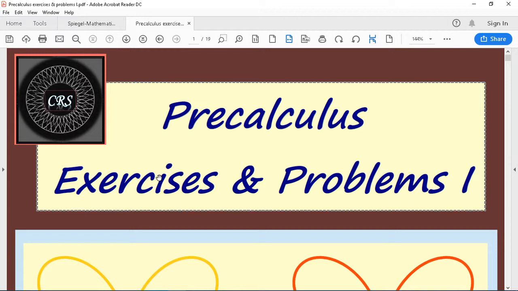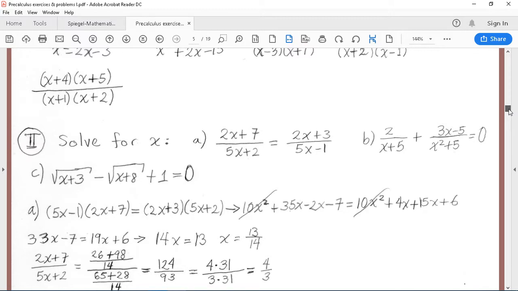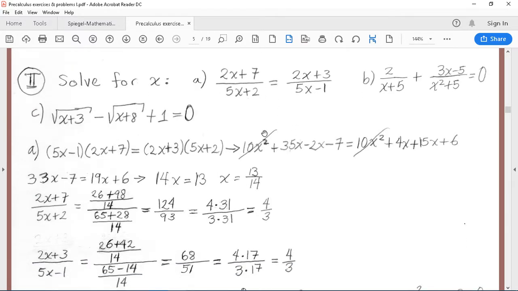We are going to continue with our pre-calculus exercises and problems, and now we are going to start our exercises related to solving equations for our variable x. So here we have 3 exercises in which we have to solve for x.